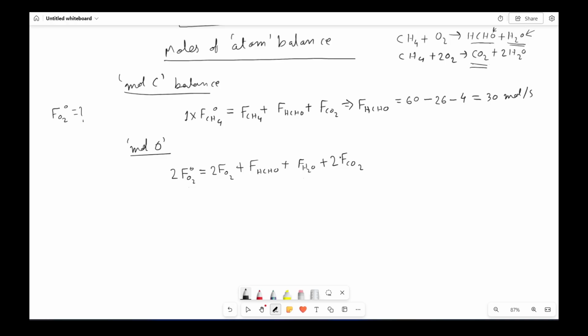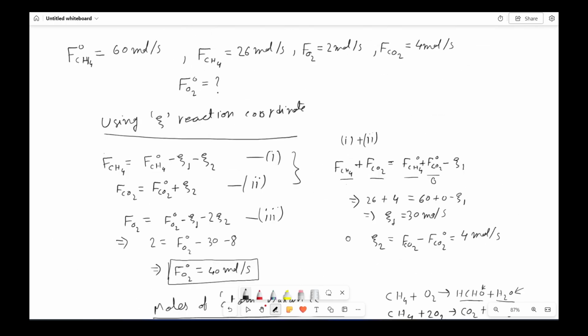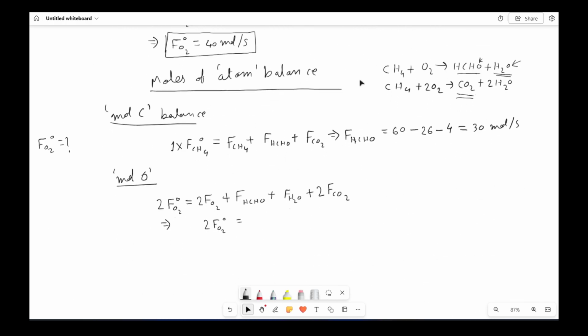Let me simplify this expression to 2FO2 not is equals to FO2 outlet is given. Outlet is oxygen coming out of the system is 2 moles per second. 2 into 2, 4. FHCHO is 30. FH2O is unknown.